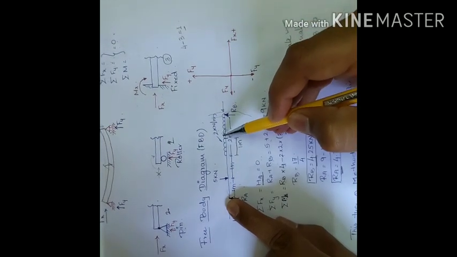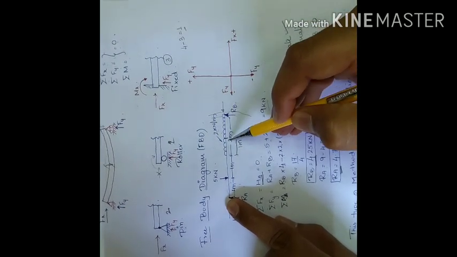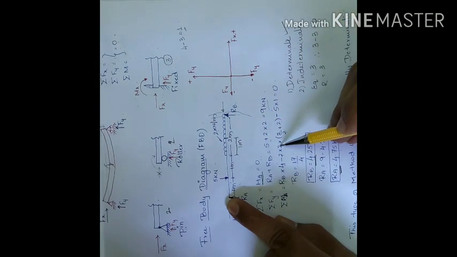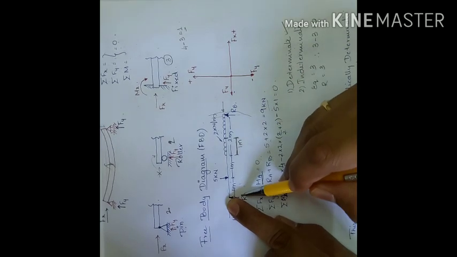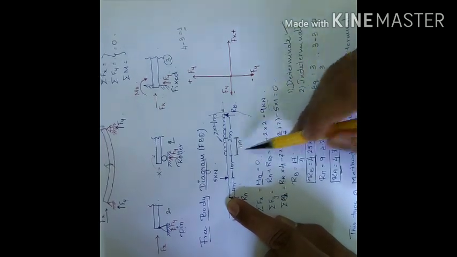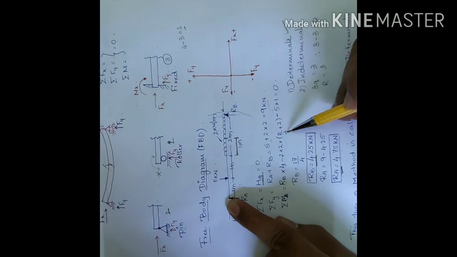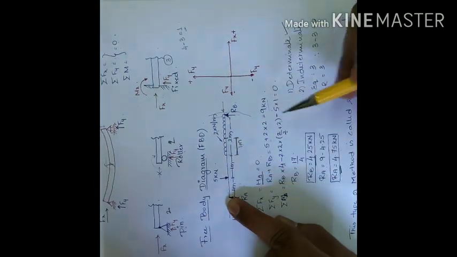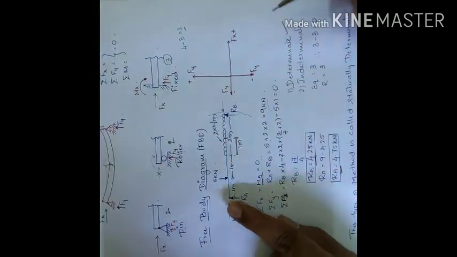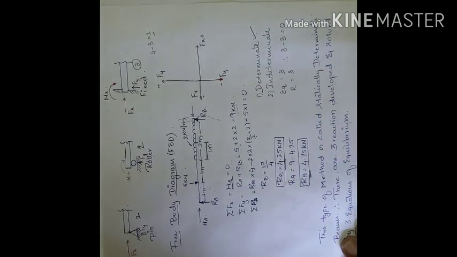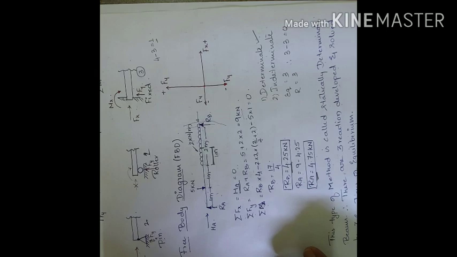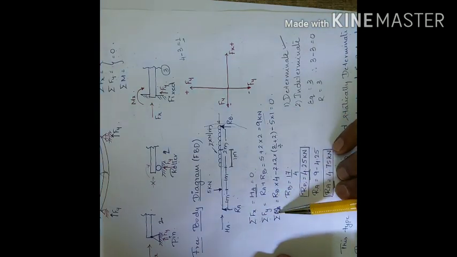Next, the UDL. First I shall consider the force: 2 into 2 is my force. Now the distance is half the distance, which is 1, plus the remaining length, which is 2. So 2 by 2 is 1, plus 2, the remaining length, minus 5 into 1. Calculating, I'll be getting the reactions RA and RB. Now what shall I conclude? There are three equations of equilibrium and I have here three reactions.